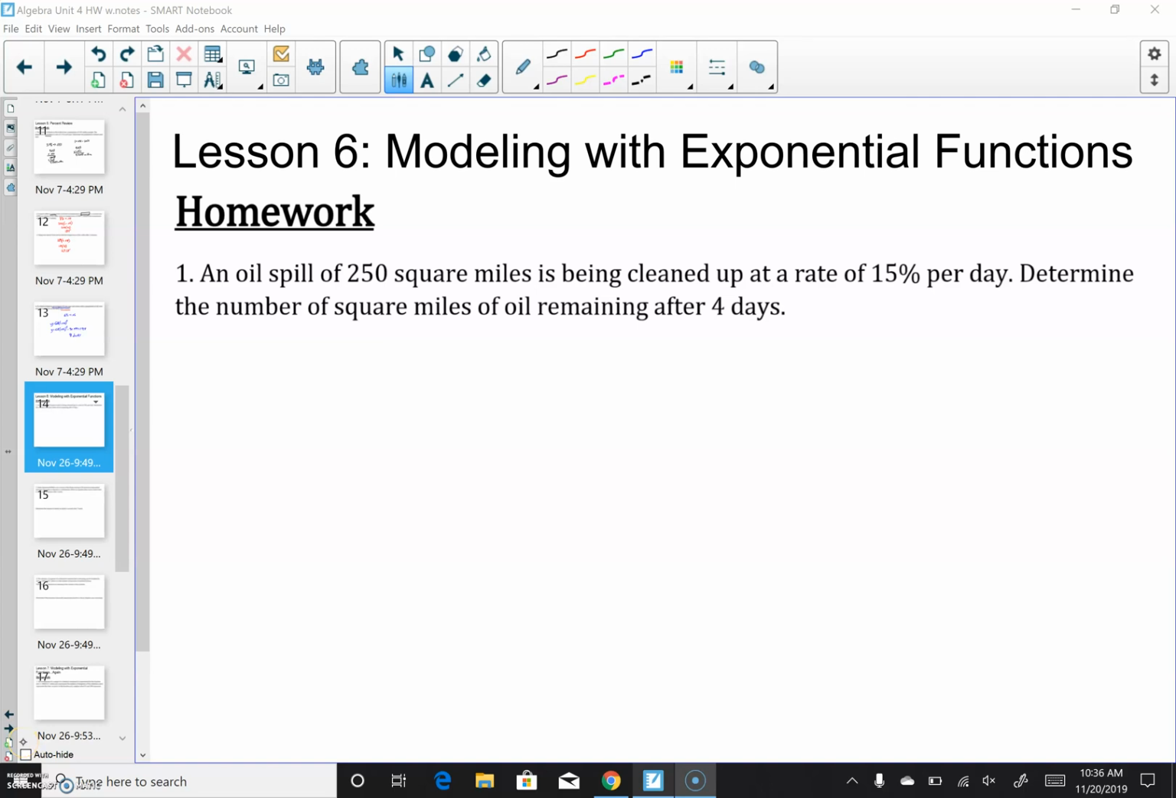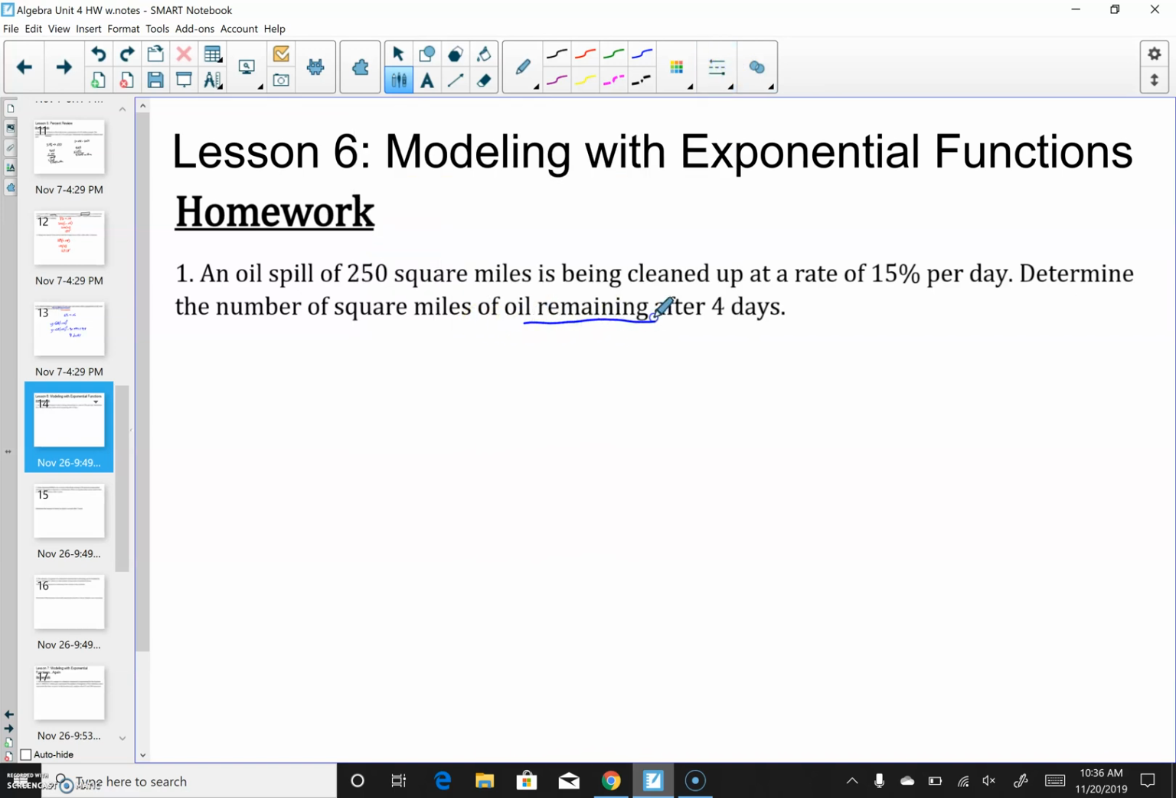In Lesson 6, we're going to work on modeling and word problems with our exponential functions. So the first one says an oil spill of 250 square miles is being cleaned up at a rate of 15% per day. Determine the number of square miles of oil remaining after 4 days.